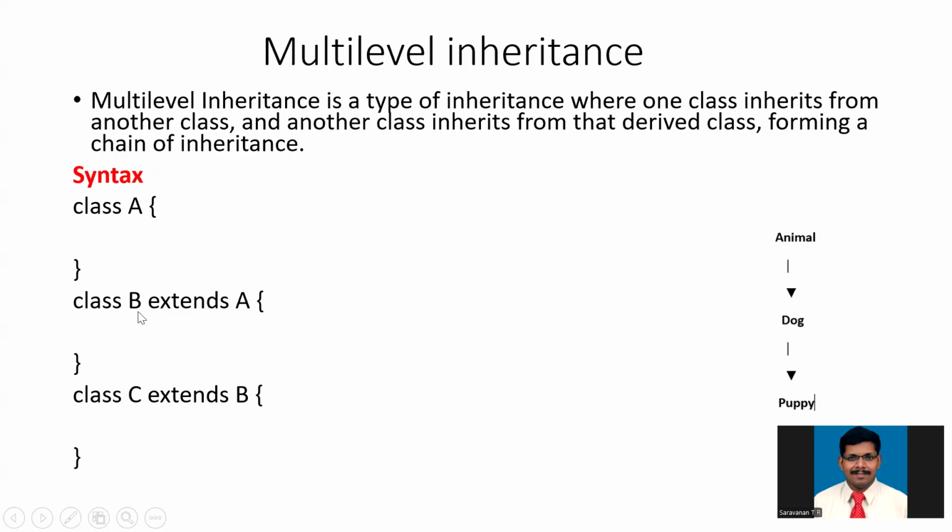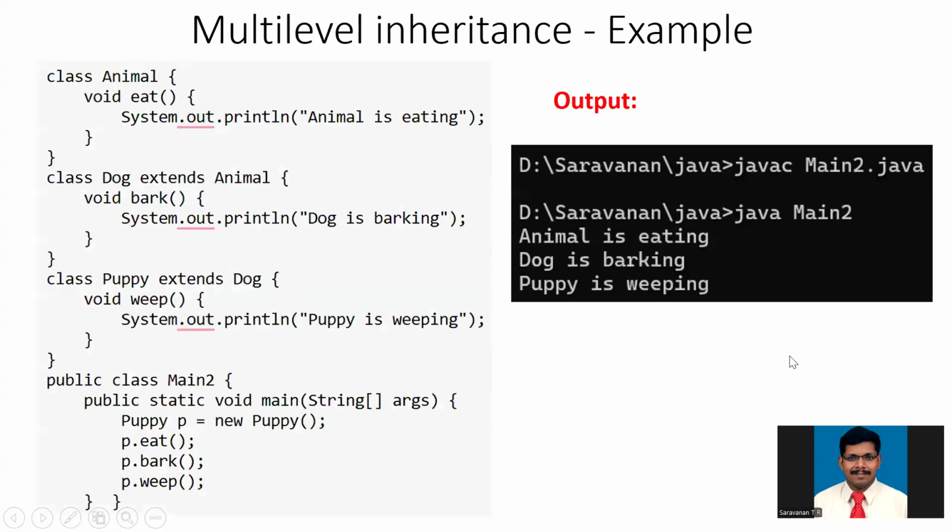So it can also be given as syntax: class A, class B extends class A, class C extends B. Now, it is a chain of inheritance. A, B, C forms a chain of inheritance, as grandfather, father, and child. For the output example, class Animal is a class, this animal class is extended to Dog, and the Dog class is extended to Puppy.